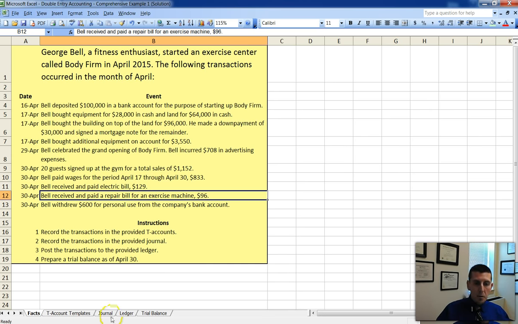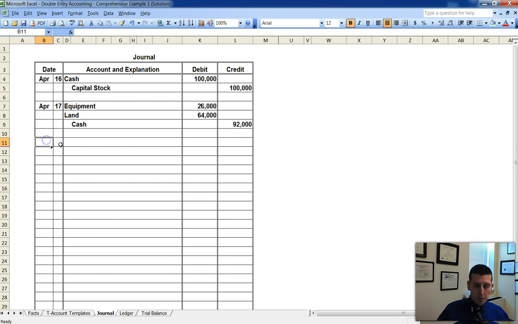And let's go put that so far into the journal. So April 17th, we have land going up $96,000. And if I just stopped right here and credited cash 30, obviously my debit and my credits don't add up. So what am I short in order for debits and credits to add up? I am short a $66,000 credit. So you can rest assured the next one's going to be a $66,000 credit.